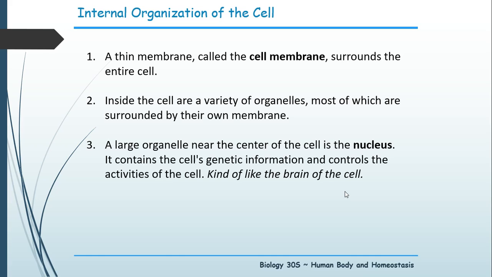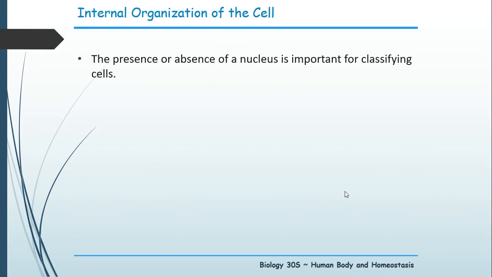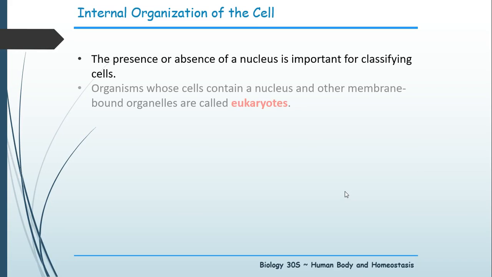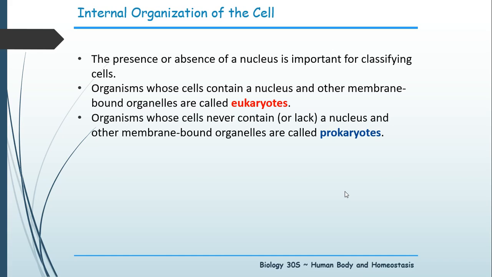Right near the middle of the cell, usually around the middle, you're going to have what's called a nucleus. That's kind of the brain of the cell. It doesn't have to be right in the middle, but usually it is. That's usually going to be in most cells. Not all cells, but most cells will have that nucleus as well. If you don't have the nucleus, you're a different type of cell. If you do have the nucleus, you're what's called a eukaryote. If you don't have it, we'll call you a prokaryote.